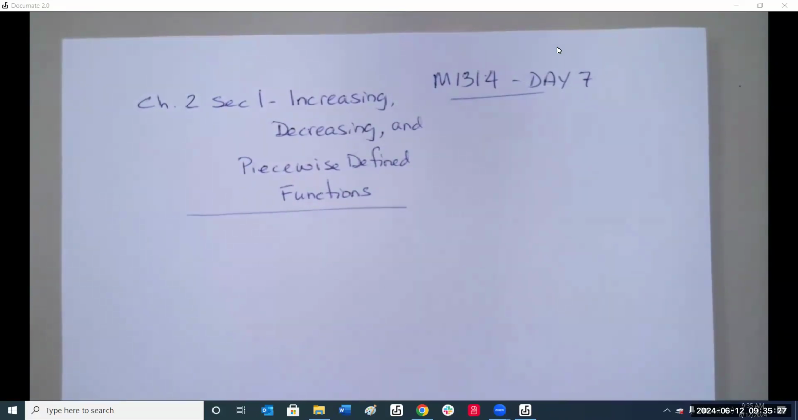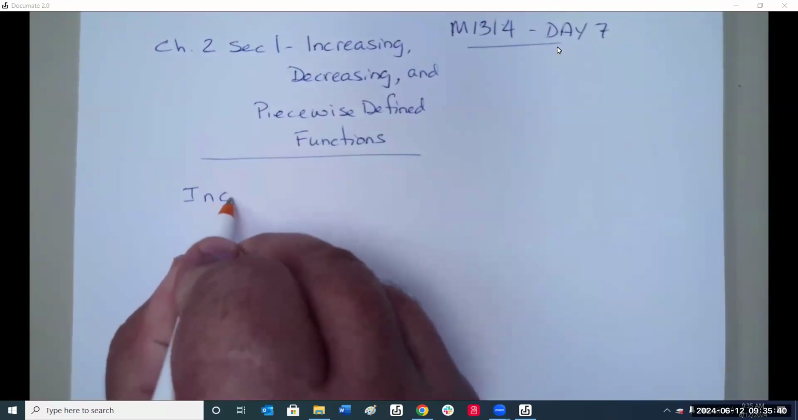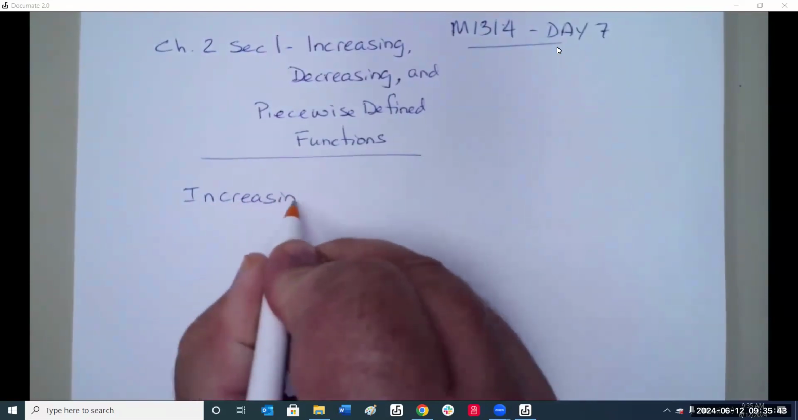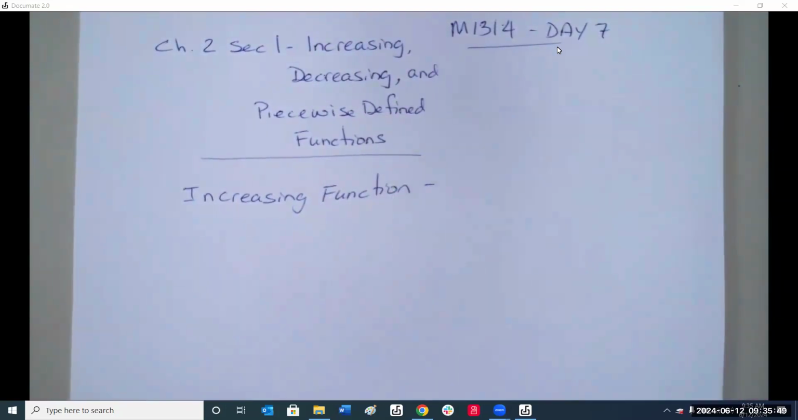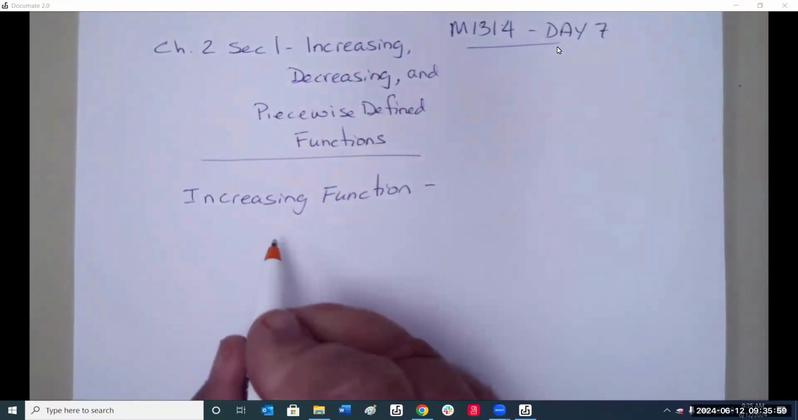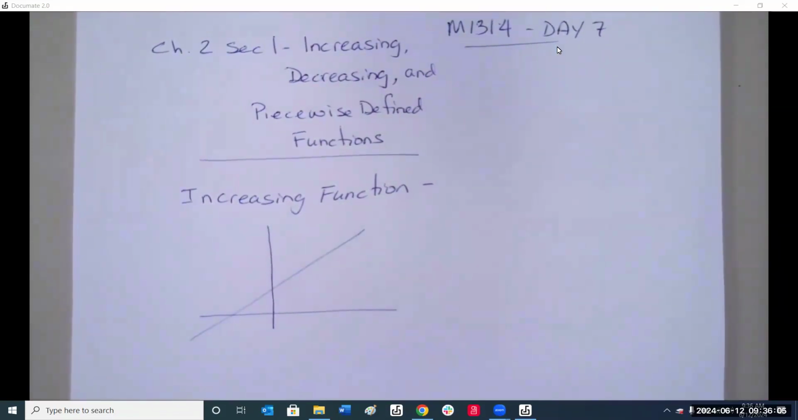Where's our sheet from chapter 1, or section 1? So first off, let's look at what defines an increasing function. How would you define that increasing function in your own words? How would you know if a function is increasing? Or how would you know if a graph is increasing? Yes, so it's going up like that. That's an increasing function. Right. Very good.